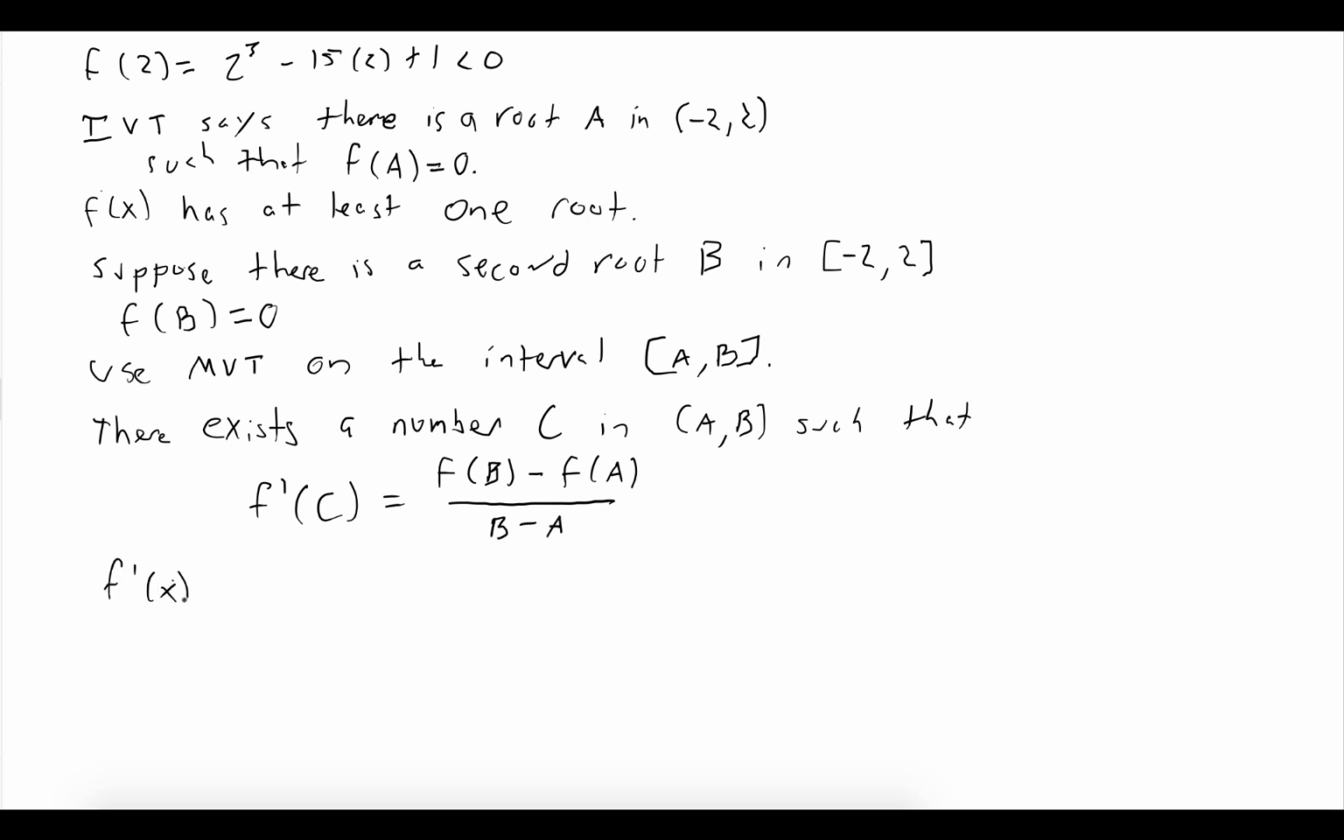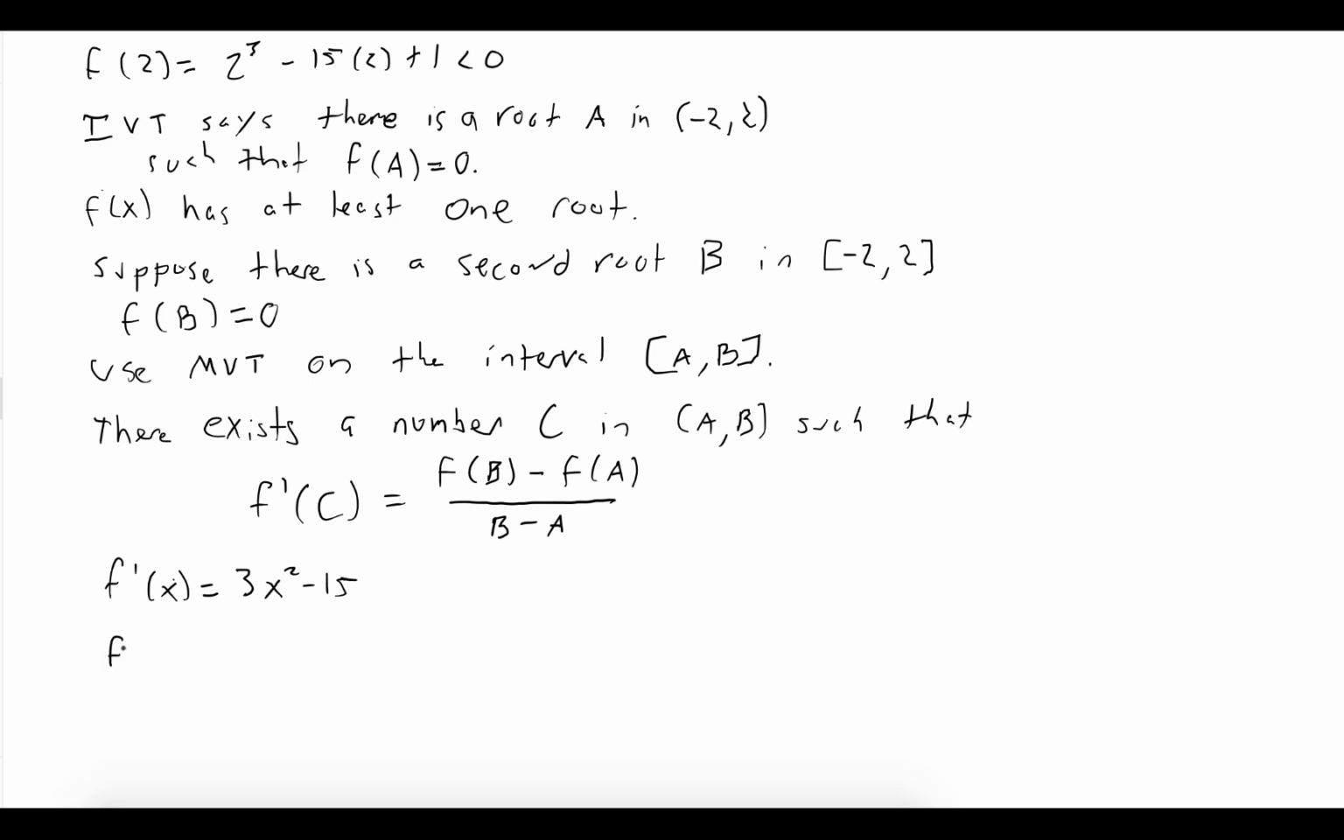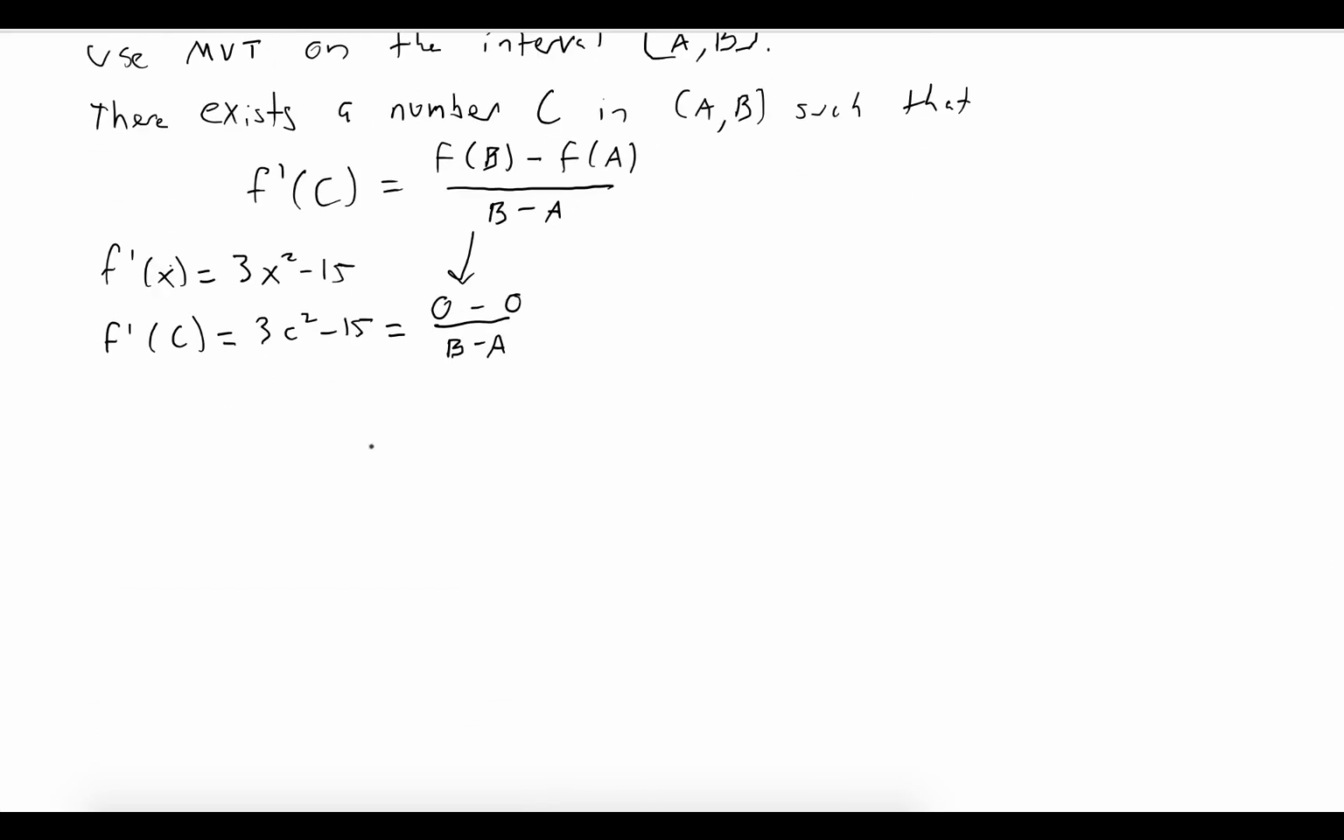So we should take the derivative of our function. And our function is just a polynomial, so the derivative is 3x squared minus 15. Evaluating at c, we get 3c squared minus 15. And now we can use some values from above. We know f of b is equal to 0. f of a is also equal to 0. So the equation becomes 3c squared minus 15 equals 0.